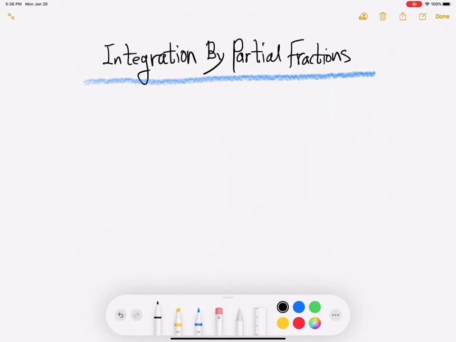Today I want to explain integration by partial fractions. Okay, to do partial fractions, basically you have to understand how to find the integral of 3 over 2x minus 5 dx. This kind of function's integral. How can you find that?